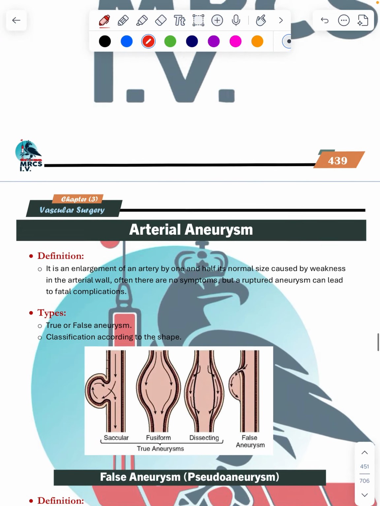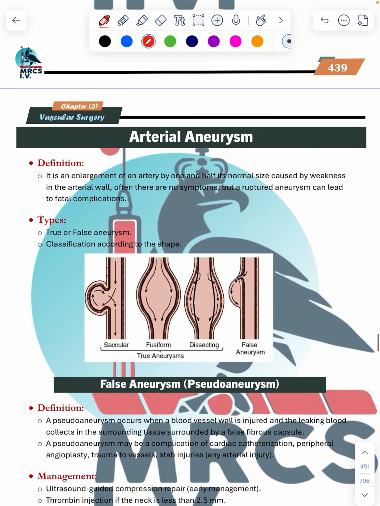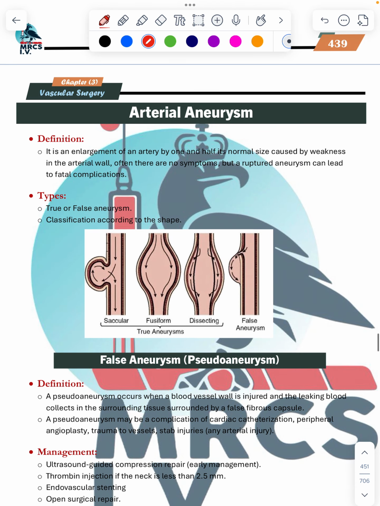So this was about the dissection. Now we are coming to aortic aneurysms. Just now I have shown here there are all 3 layers. First, all 3 layers, this is saccular. This is again all 3 layers, fusiform. This is dissecting, blood is passing in between the layers, and in this only the outer layer is involved.